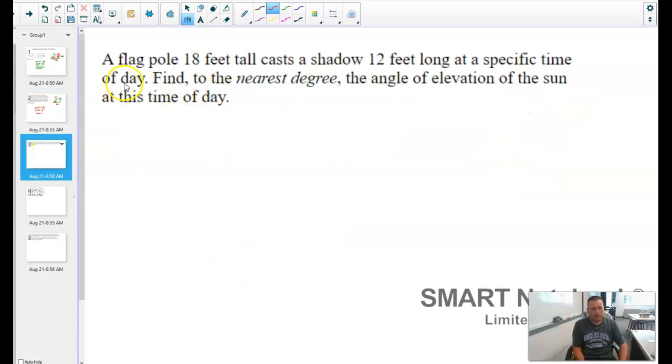Okay, keep doing a couple of these. I've got a flagpole that's 18 feet, casts a shadow of 12 feet at a specific time of day. Find, to the nearest degree, the angle of elevation of the sun at this time. So I've got myself a flagpole, and it's got the flag here, and it's casting a shadow because the sun's up here.